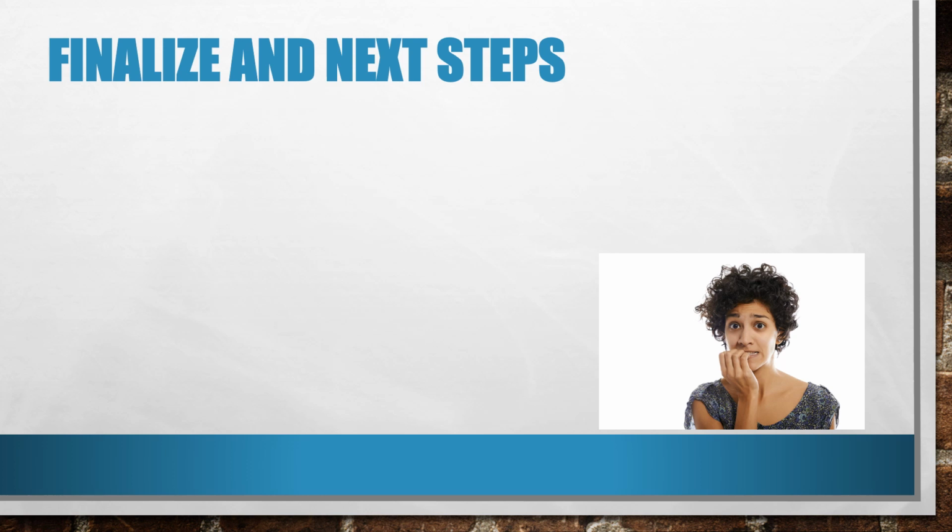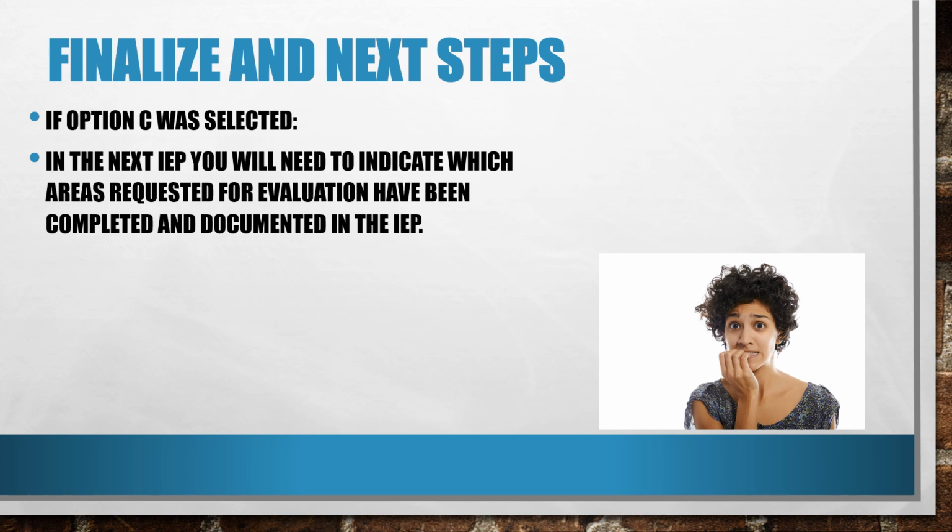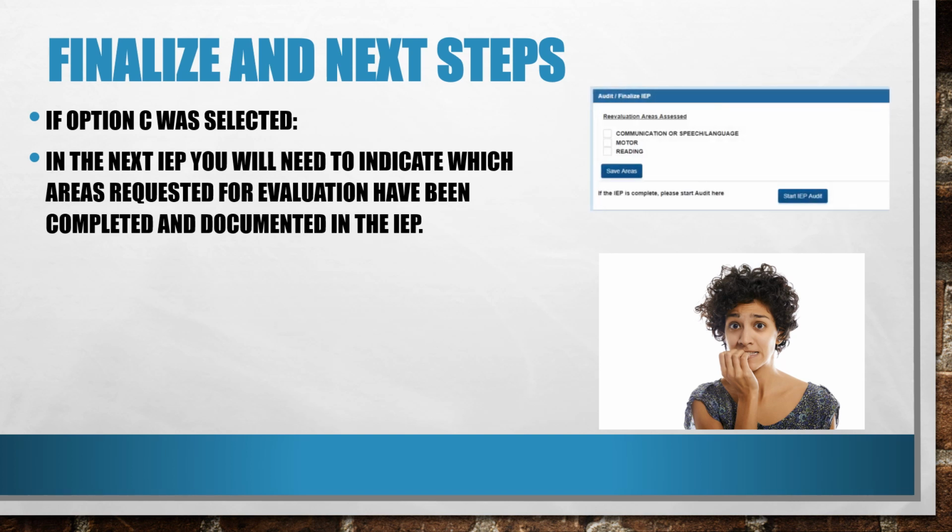If option C was selected, in the next IEP, you will need to indicate which areas requested for evaluation have been completed and documented in the IEP. All areas in which an evaluation is requested in the data review will show in this IEP field. Check the areas for which the evaluation was completed and results are documented in the IEP.